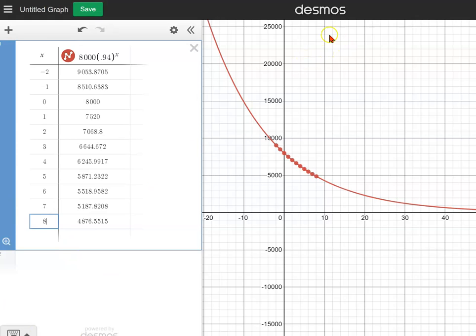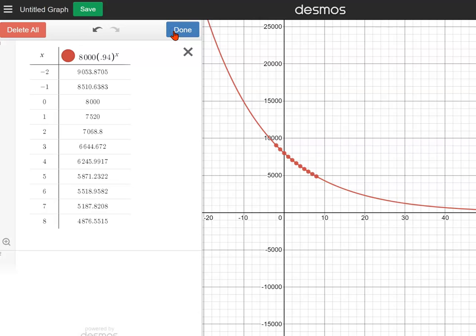Okay, so don't forget, always go to your Desmos. That's the easiest way to graph. You just have to enter the equation 8,000 times 0.94 raised to x, and then convert it to table, and you can see this table of values.